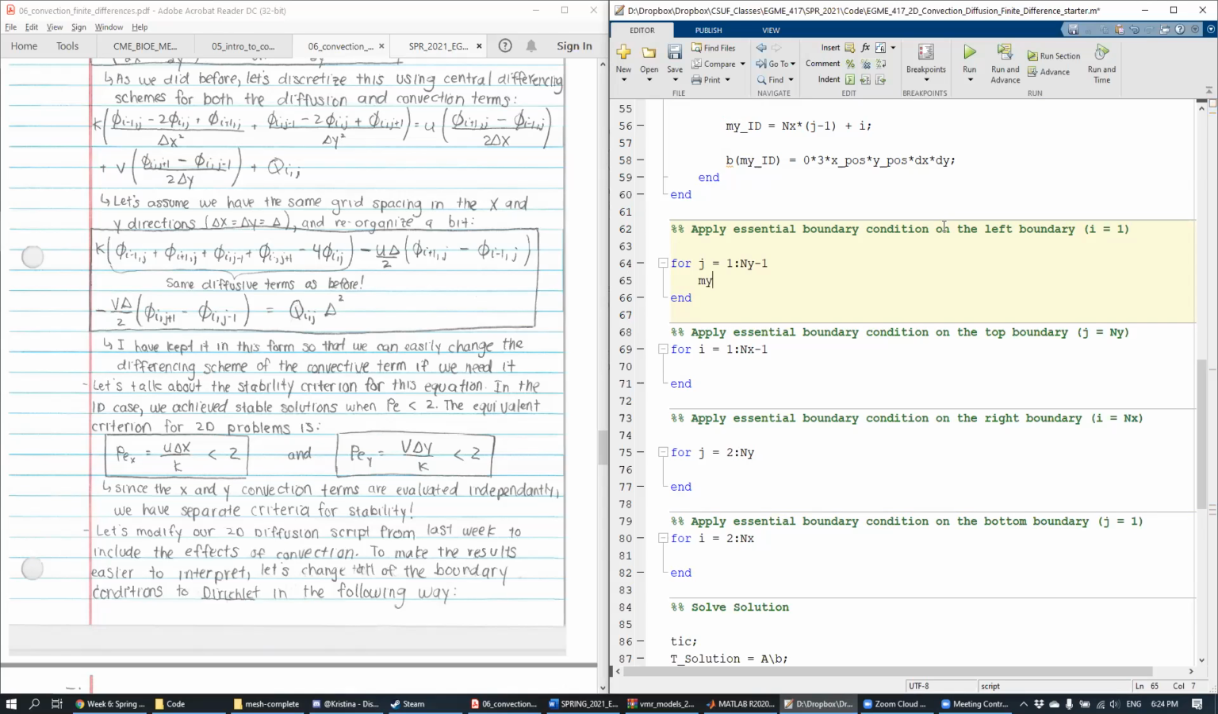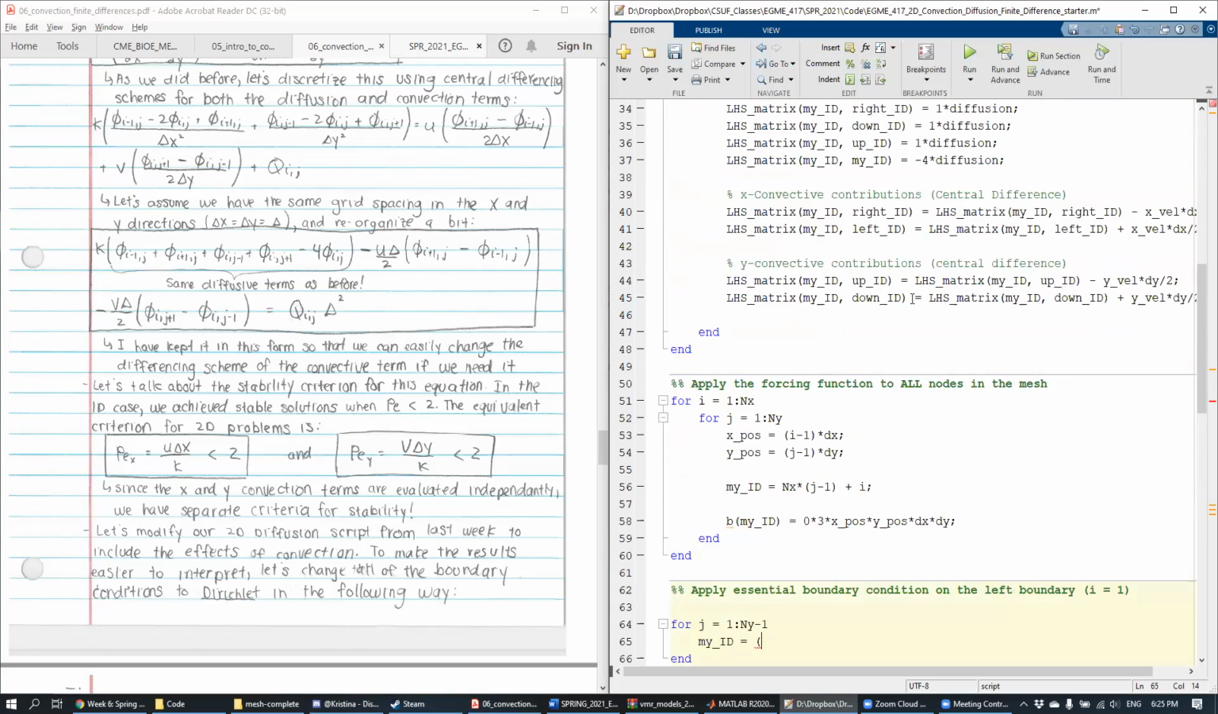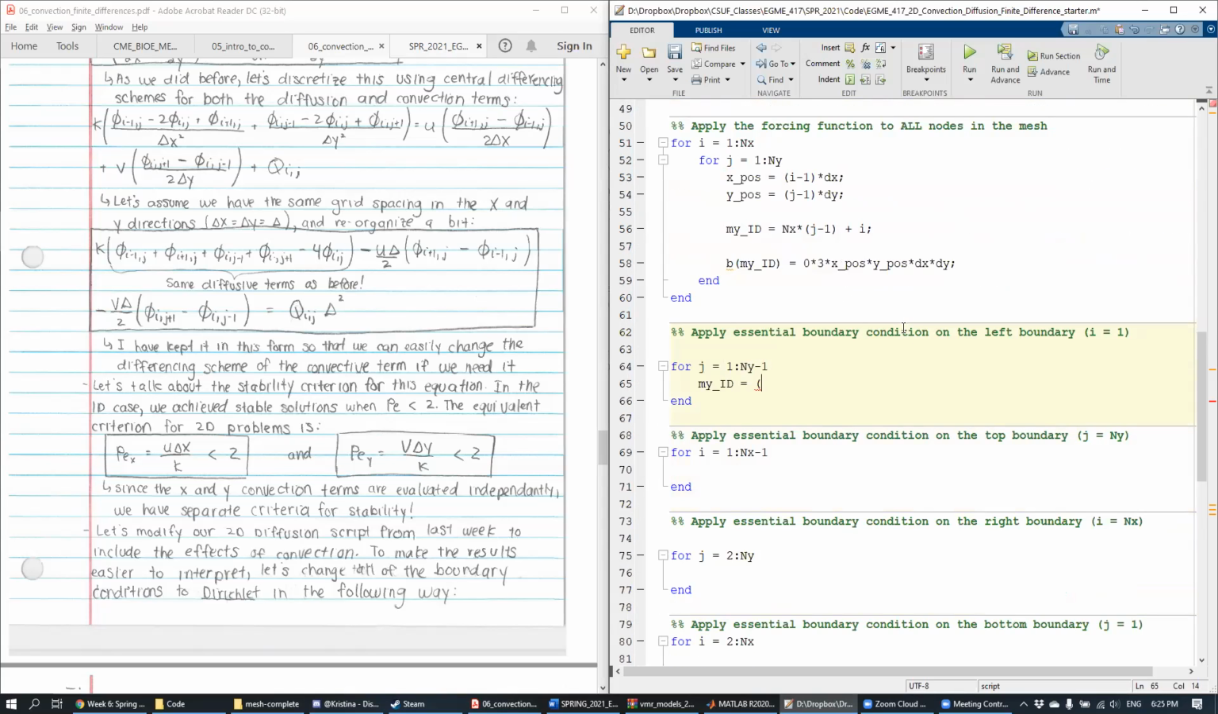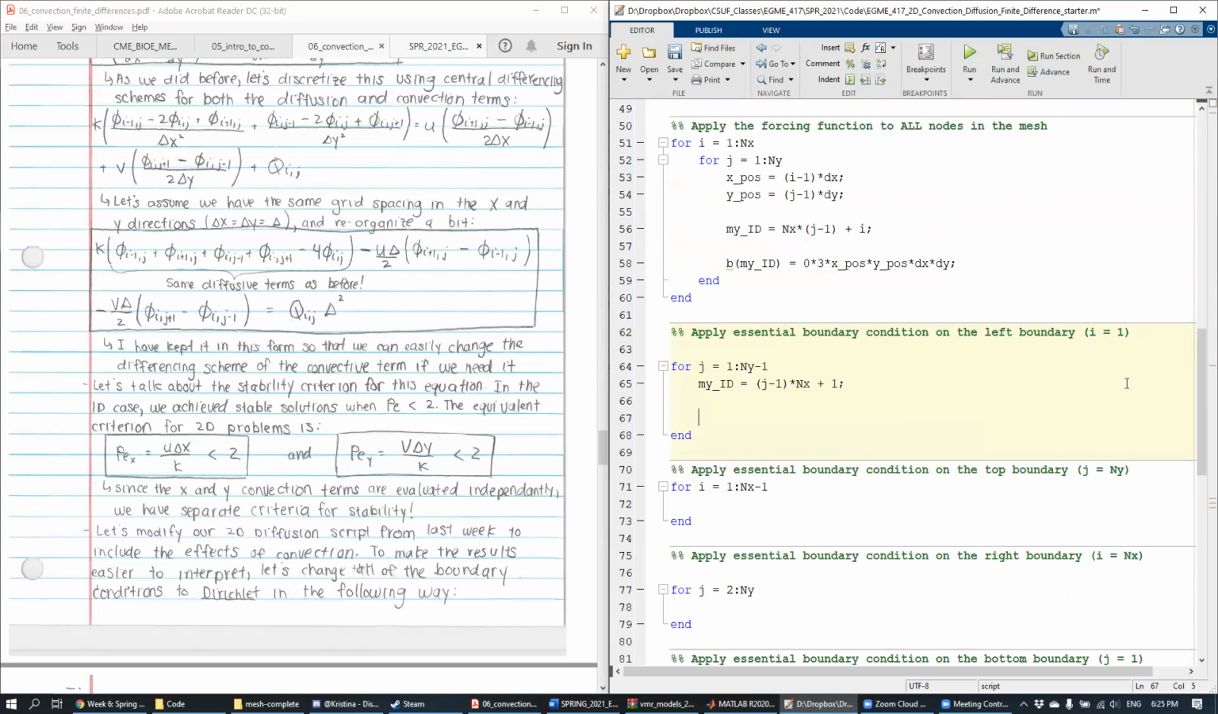When we compute myID here, we're going to use the same formula as up here. Again, myID is equal to j minus 1 times nx plus i. But since we're constrained to the left boundary, instead of i, we're just going to plug in its fixed value of 1. We're going to do that for every boundary condition loop: for each one, we have a different special case for either i or j. Once you've established myID, then the contributions to the left-hand side matrix are easy.